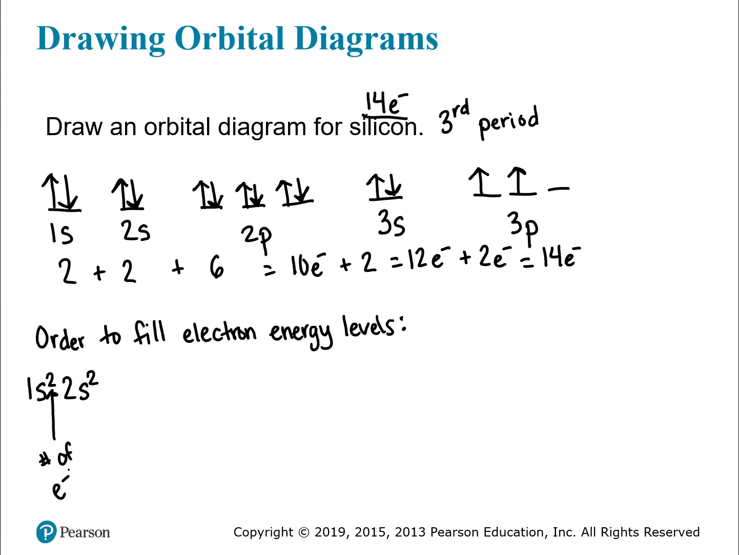I'm writing down the maximum number of electrons that can fit in each sublevel. So we know that the s has only 1 orbital. It can fit 2 electrons. So for the 1s, you're going to put a 2. For the 2s, you're also going to have a 2. The 2p, we said there are 3 orbitals there, and they can each hold 2 electrons. So there's a maximum of 6 electrons that you can hold there.